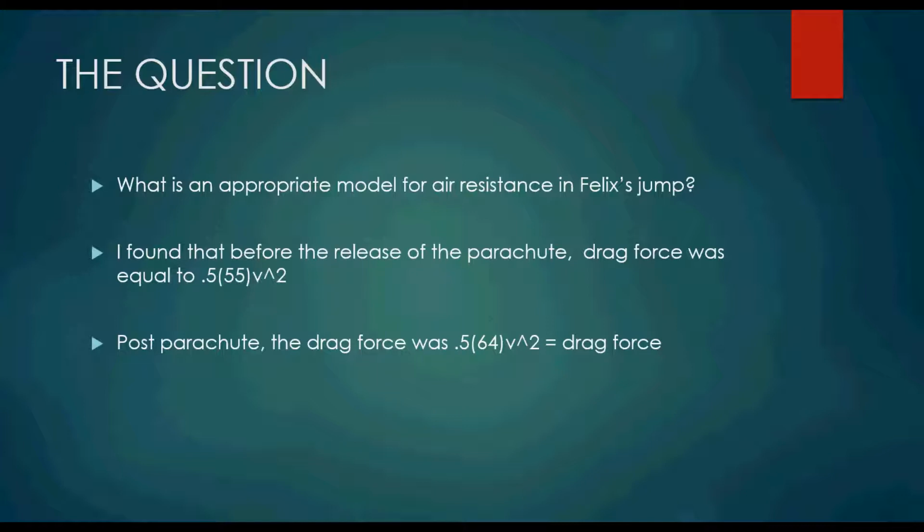My question today is, what is an appropriate model for air resistance in Felix's jump? I found that before the release of the parachute, drag force was equal to 1/2 times 55, the drag constant, times v squared. And with the parachute, the drag force was 1/2 times 64 v squared.